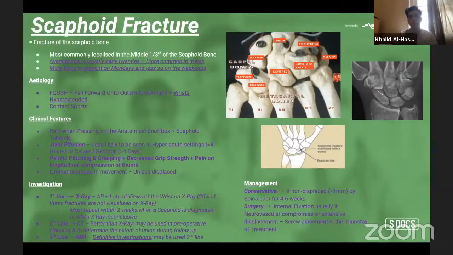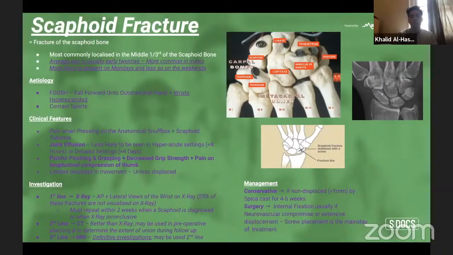So, the clinical features of this. Pain when pressing on the anatomical snuffbox plus the scaphoid tubercle. The anatomical snuffbox is a structure which is located close to the radial artery and adjacent to the scaphoid. It is the product of 3 tendons: the abductor pollicis longus, the extensor pollicis brevis, and the extensor pollicis longus. I would recommend that you remember this.